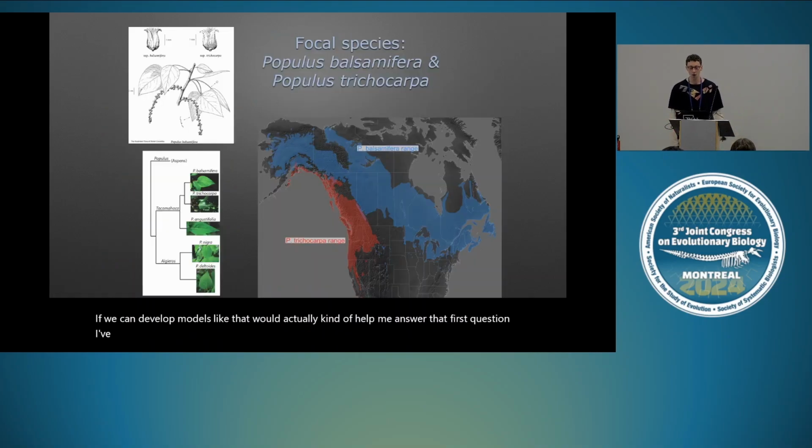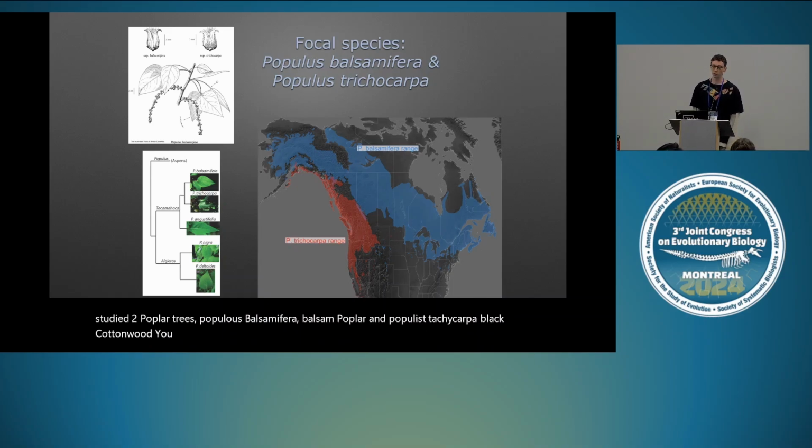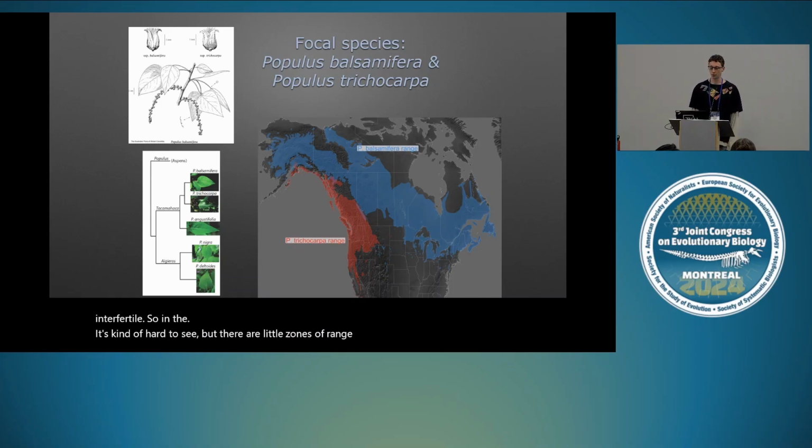So I have a really cool study system I get to answer these questions with. I studied two poplar trees, Populus balsamifera, balsam poplar, and Populus trichocarpa, black cottonwood. You can see the range of balsamifera in blue and the range of trichocarpa in red. Now, these are two recently diverged species within the Populus genus, and they are still interfertile. So it's kind of hard to see, but there are little zones of range overlap in the Pacific Northwest, Alaska, and Western Canada. It's well known that these species rampantly hybridize in those zones of range overlap.